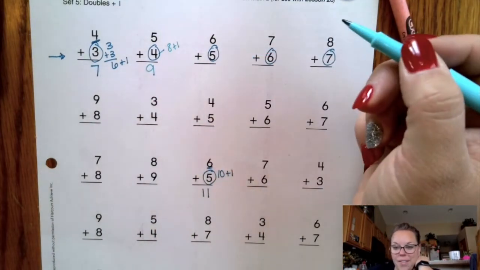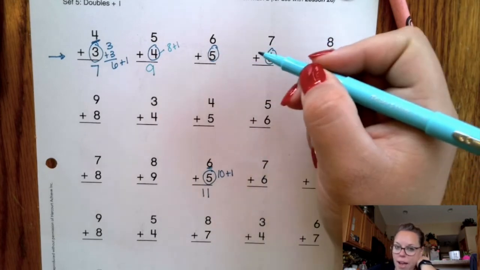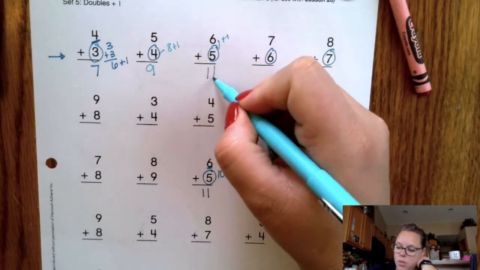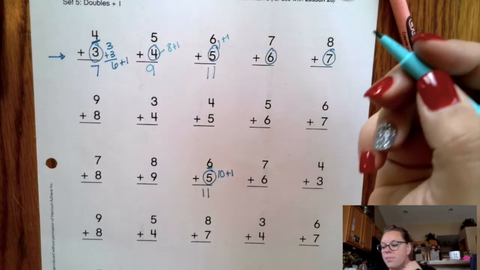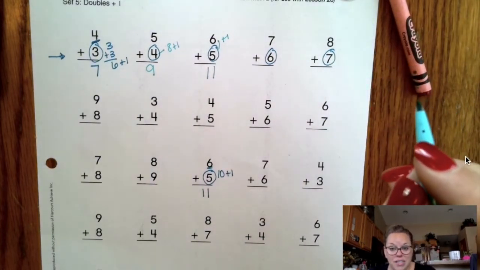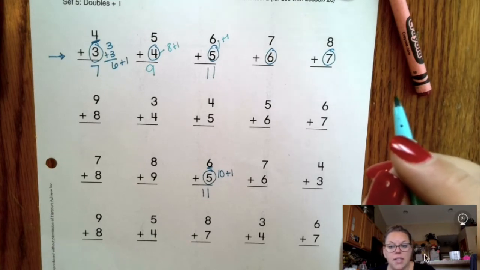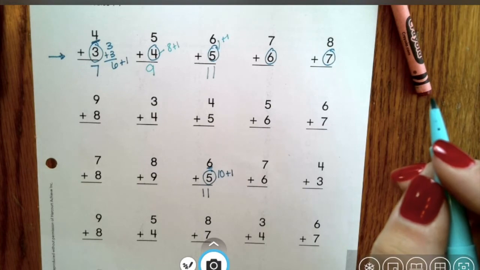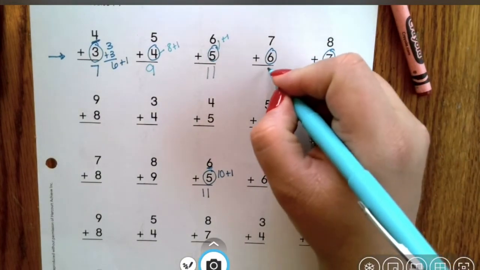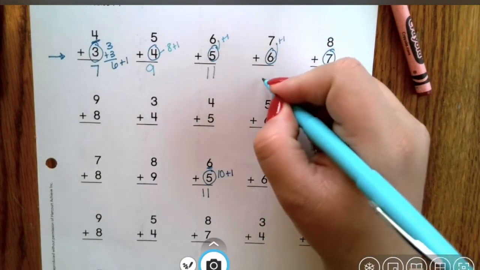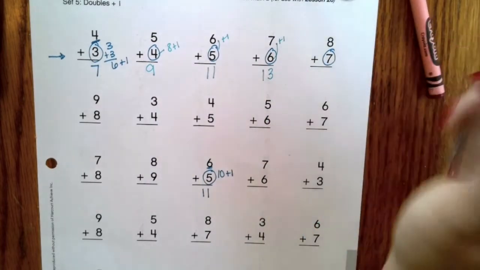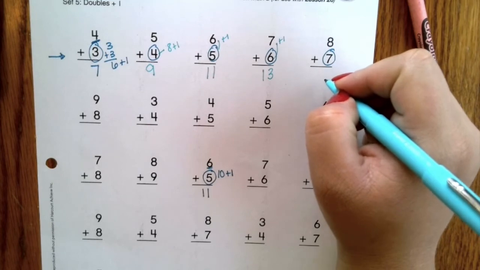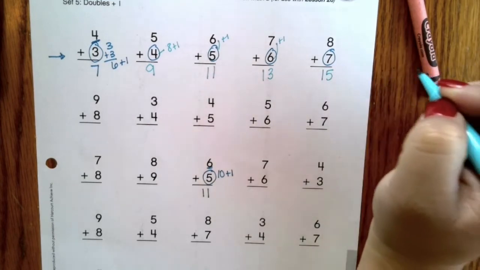6 plus 5, we're going to double our 5. 5 plus 5 is 10. And add one more. 10 plus 1 is 11. 7 plus 6. 7 plus 6 is what? Remember that we're going to first double. 6 plus 6 is 12, and add one more. That makes 13. 8 plus 7, we're going to double 7. 7 plus 7 is 14. Add one more, and that makes 15.